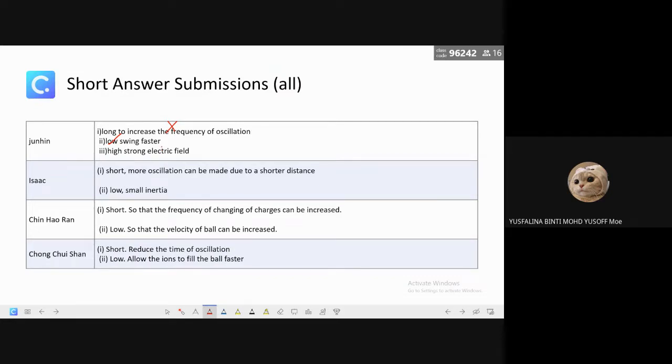Because it should be connected with the acceleration, right? High, strong, and very short. More acceleration can be made due to shorter distance. Okay. Low, small inertia. Small inertia.